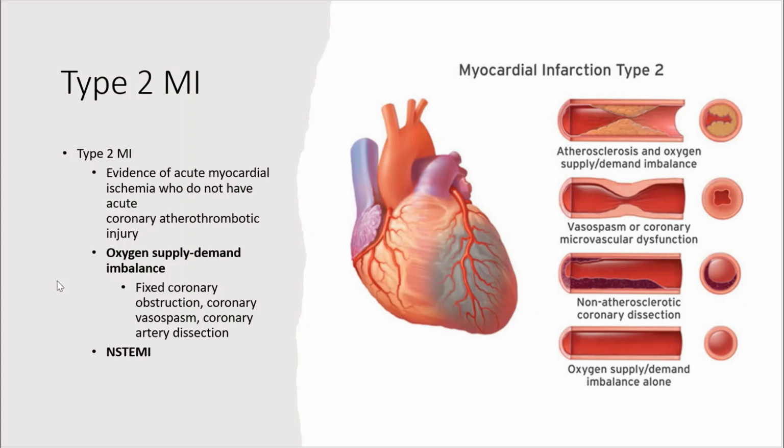have acute coronary atherothrombotic injury. The pathophysiology is that there is oxygen supply and demand imbalance, and this can occur in a fixed coronary obstruction, coronary vasospasm, or coronary artery dissection, as shown in the image on the right. And most of the time this presents as NSTEMI with elevated troponins, but no ST elevations on the EKG.